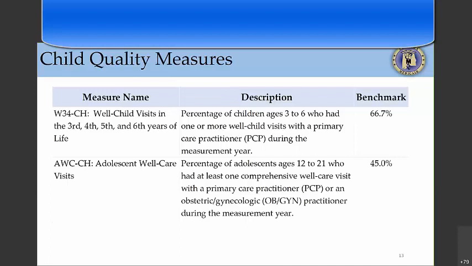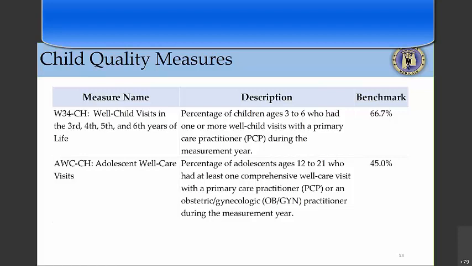Adolescent well care visits are described as the percentage of adolescents ages 12 to 21 who had at least 1 comprehensive well care visit with a primary care practitioner, PCP, or an obstetric gynecologic, OBGYN, practitioner during the measurement year. The benchmark is 45%.